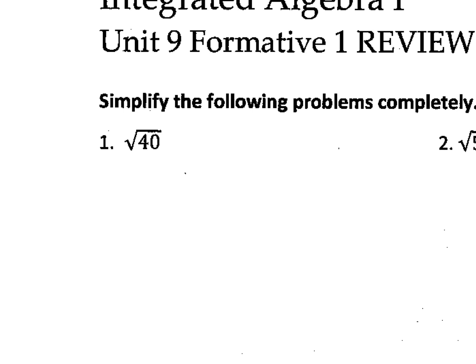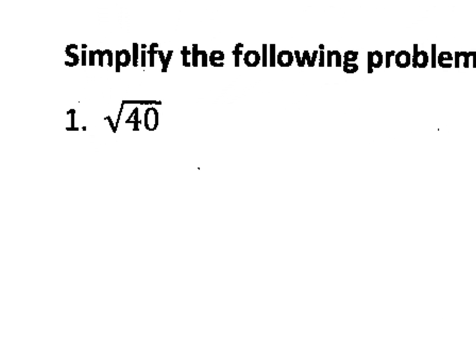All right, number 1, we are simplifying the following radical, the square root of 40. So we're looking at what is the biggest perfect square that goes into 40. If you're not too sure, we can start by taking 40 and dividing by 2. That gives me 20, so that tells me where I'm going to start on my perfect squares list.